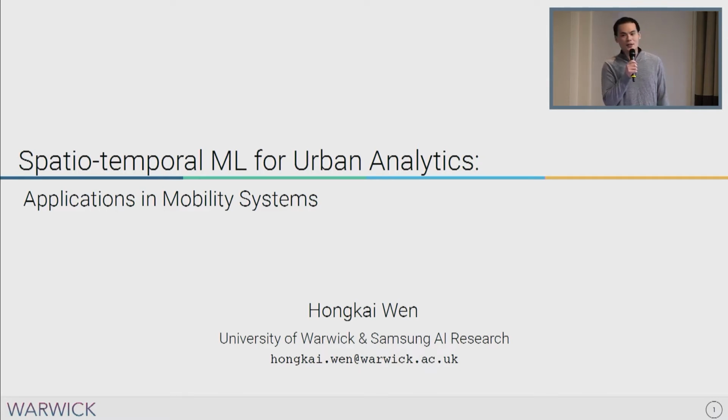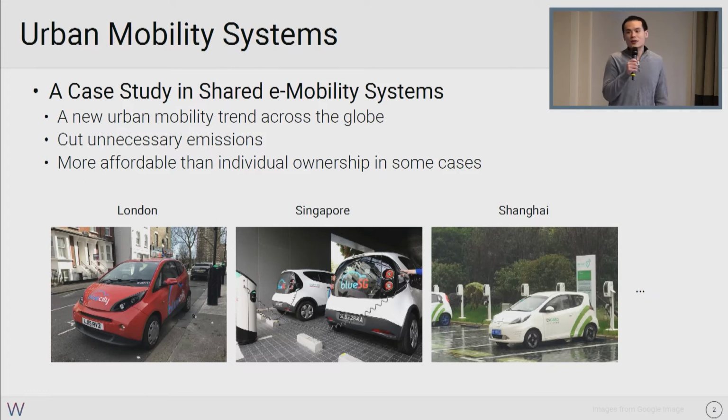So I'm happy to discuss most of the recent work on urban analytics, particularly in mobility systems, in collaboration with colleagues from Exeter. We are particularly interested in one type of mobility system, the shared electric mobility system. You see those systems appear in big cities like London, the e-golfs, the Zipcar in London, and Singapore and Shanghai. It is a relatively new modality of urban mobility, and people are saying that it's more affordable. Of course, it cuts unnecessary emissions.